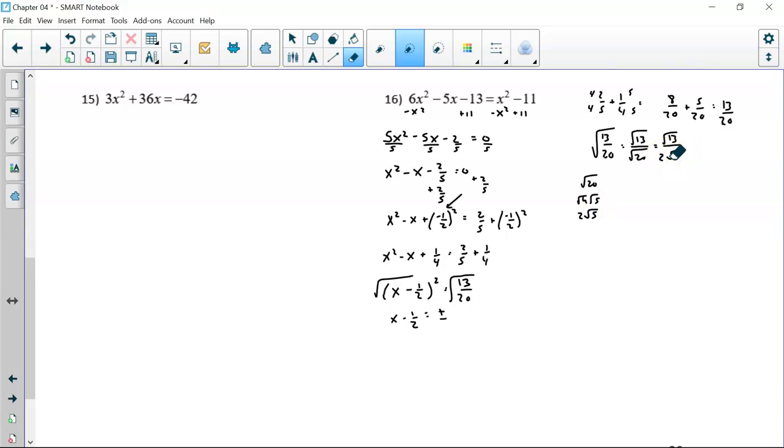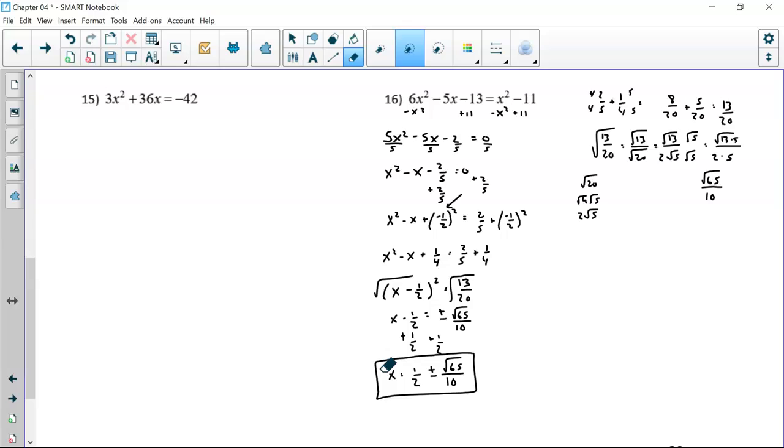We can't leave the radical in the denominator, so we're going to multiply by the square root of 5 over the square root of 5. So we get the square root of, you can put them back together, 13 times 5 under the square root over 2 times the square root of 5 times the square root of 5, which is 5. So it's the square root of 65 over 10. And then to finish up, we just add 1/2 to both sides. So x equals 1/2 plus or minus the square root of 65 over 10. And there is our answer by completing the square.